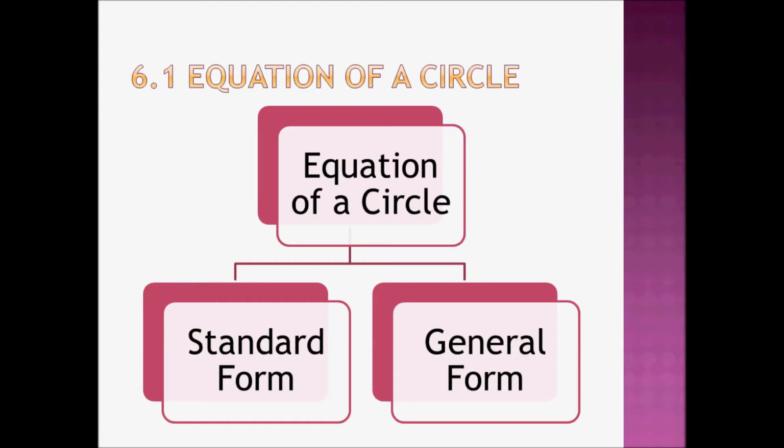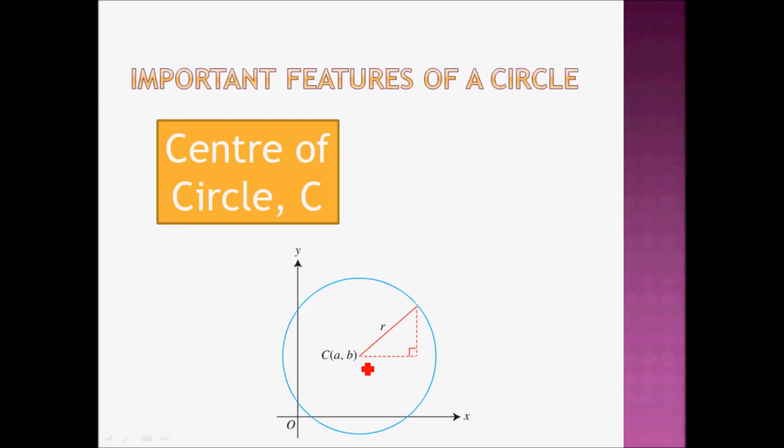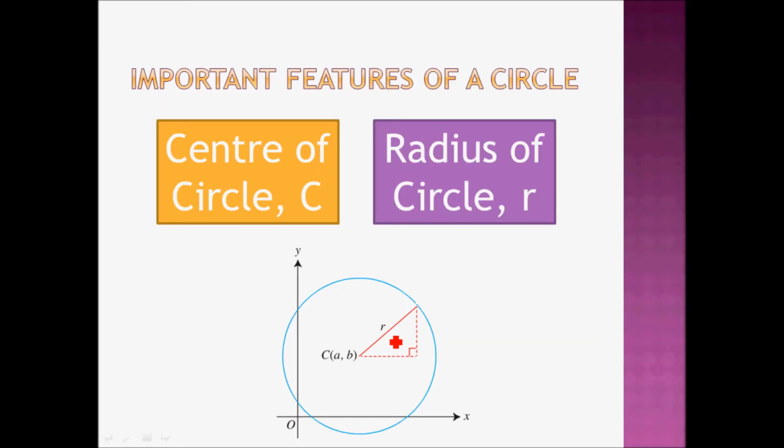The equation of a circle has two different forms, namely the standard form and the general form. Before I introduce you to the two forms, you need to know the important features of a circle. Over here, you see a diagram of a circle on a coordinate plane. Here you see point C, which is the center of the circle. Here you see length r, which is the radius of the circle.